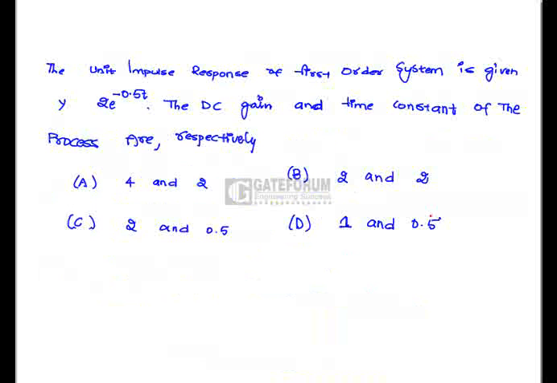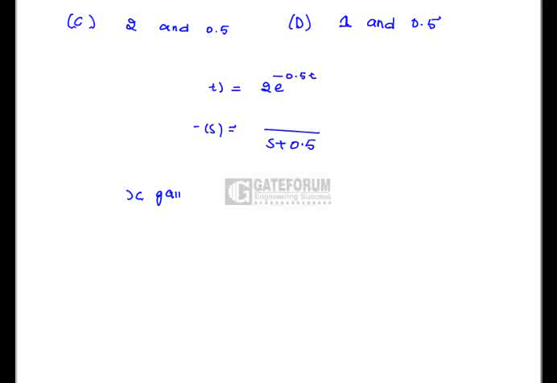The unit impulse response of a first order system is given as 2 e power minus 0.5t. The DC gain and the time constant of the process are respectively? See, h of t is given as 2 e power minus 0.5t, meaning h of s equals 2 by s plus 0.5. First of all, the DC gain is nothing but s equals 0, that is frequency equals 0, it is 2 by 0.5, that is equal to 4.